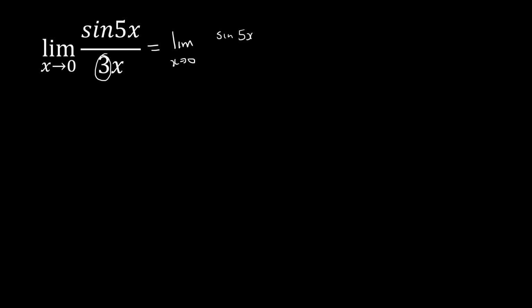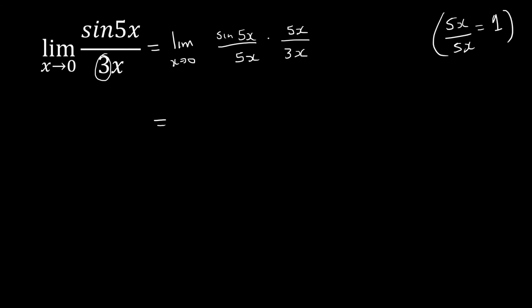So if I have the limit of sine 5x, dividing by 3x is the same as multiplying by 1 over 3x. But remember, I need 5x. So if I put 5x here, I must also put 5x here, because it's like you didn't do anything. They will cancel anyway. It's like I multiplied by 5x over 5x, which equals 1. I hope you can see that, because this and this cancel. I still have sine 5x over 3x. So now what can you see?